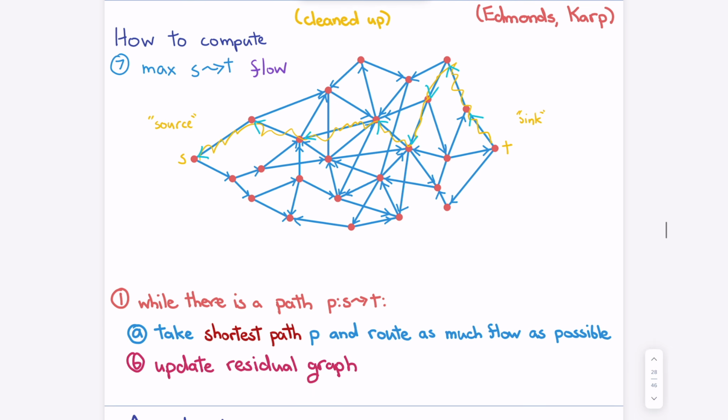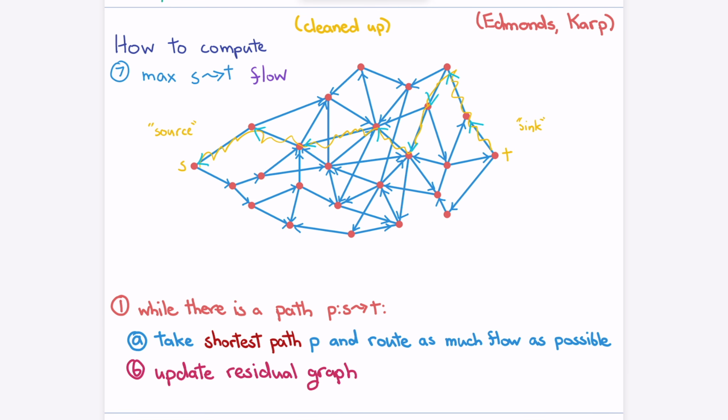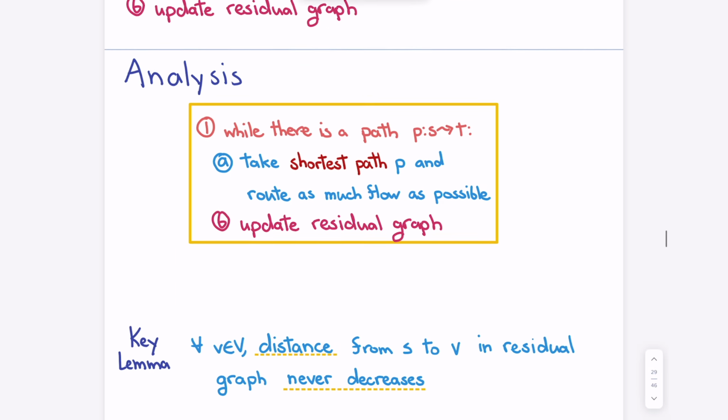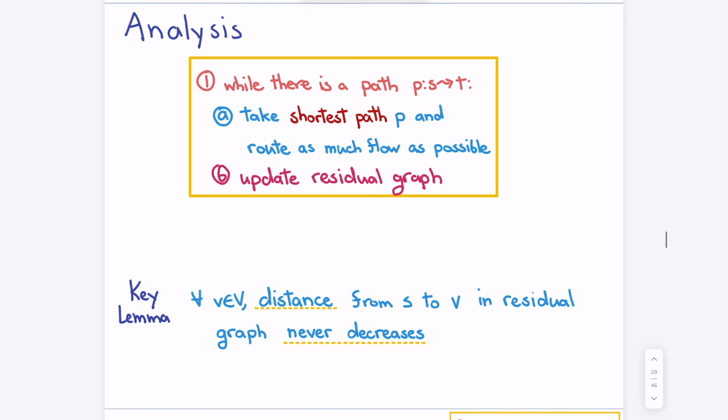Okay, so this becomes our graph then, our algorithm. While there's a path from S to T, find the shortest one, route as much flow as possible, update the residual graph. So you're implicitly updating this vector f along the way. All right, good. Okay, so the algorithm is very simple. The only question is how do we analyze it?